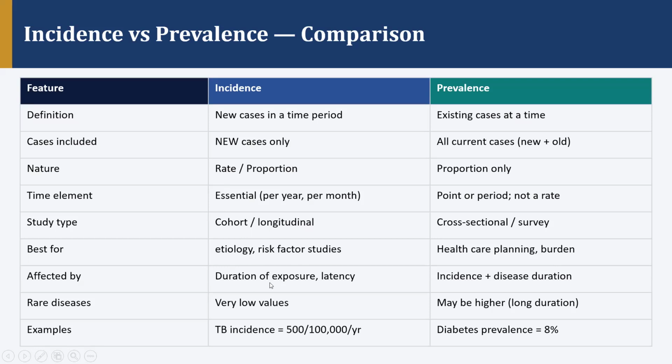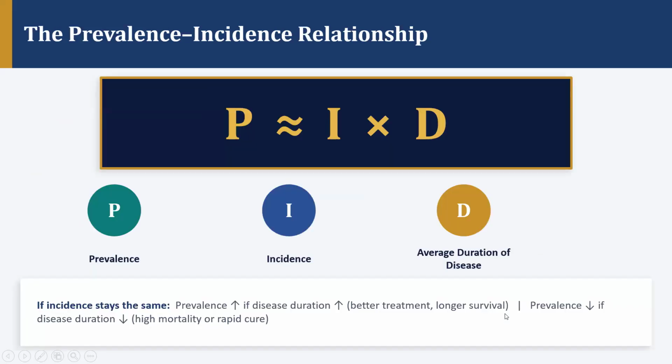Incidence is affected by the exposure, duration of the exposure and latency, whereas prevalence is affected by incidence and disease duration. Rare diseases show a very low value for incidence and may be higher in prevalence. So this is the relationship between incidence and prevalence. Prevalence is equal to incidence multiplied by duration of disease.